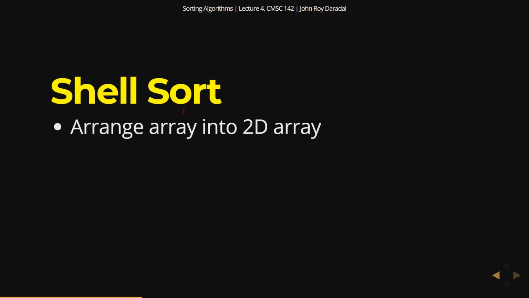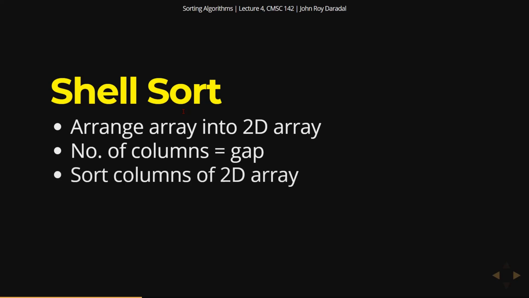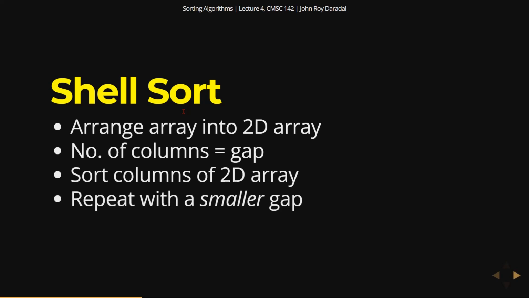The idea for shell sort is that we'll arrange the array into a 2-dimensional array, and we'll use this concept of gaps. I'll explain what the gaps are later, but basically, if your gap is 4, then the number of columns in the 2D array would be 4 also. Then we'll sort the columns of the 2D array, rearrange it back to the 1D array, and repeat this with a smaller gap.